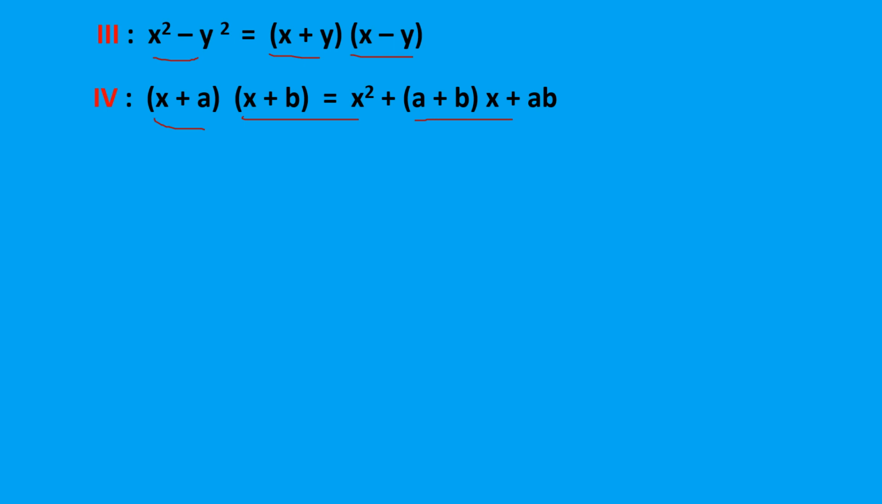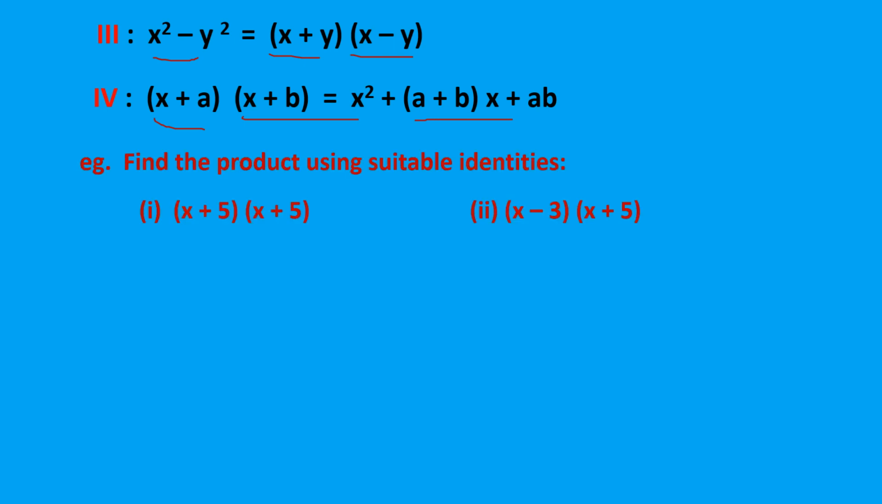Now let's do few questions based on these identities. Now example 1, find the product using suitable identity. That means we have to see the question and we have to think which identity out of these four we have to apply to solve this question, right? So first part is x plus 5 into x plus 5. We will see x plus 5 into x plus 5, we can write as x plus 5 whole square, right?